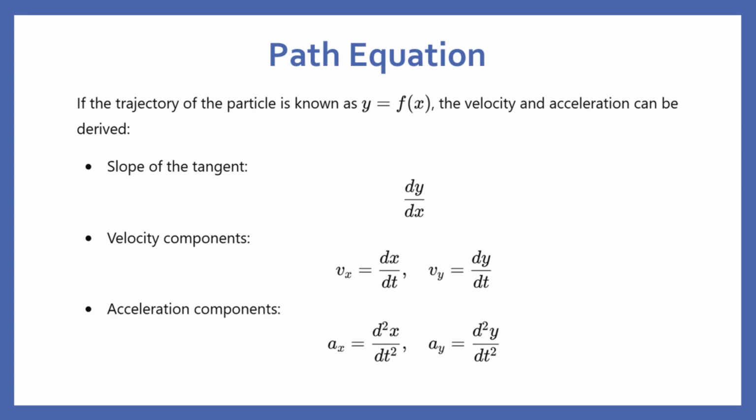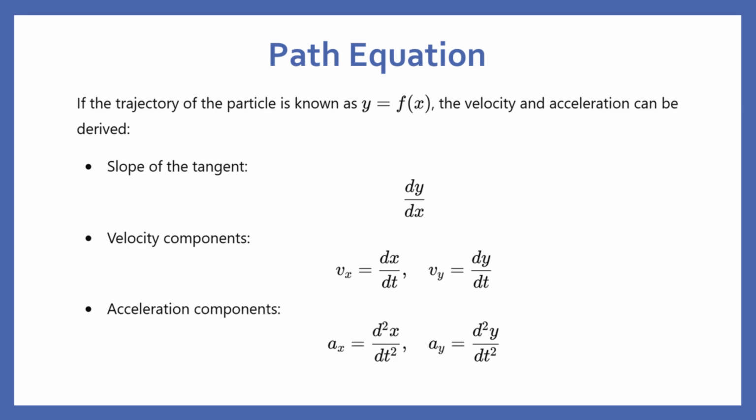Let's now see the path equation. When the trajectory of a particle is known as y equals f of x, we can derive the velocity and acceleration components. The slope of the tangent to the path is represented by dy over dx, which gives us the instantaneous rate of change of y with respect to x.